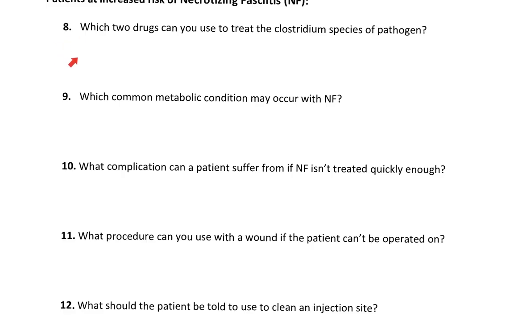Question number 8. Which two drugs can you use to treat the Clostridium species of pathogens? So guys, we are looking for two drugs. All right, and it is quite simple. You go to the medication text, then you look for another keyword, Clostridium species, okay, to help you get the two drugs, the name of the two drugs.